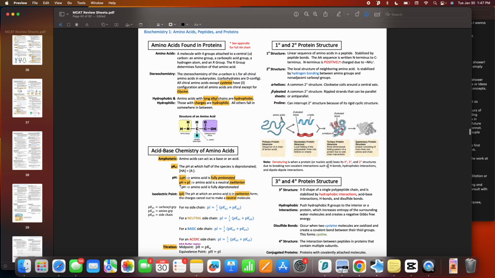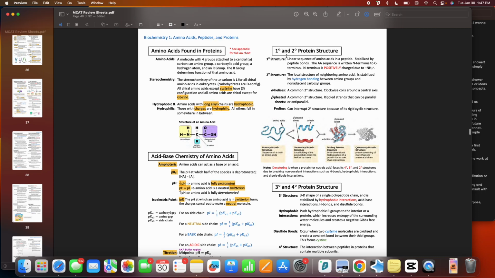Now we have primary and secondary protein structures. The primary structure is a linear sequence of amino acids in a peptide stabilized by peptide bonds. The amino acid sequence is written N terminus to C terminus, and we know that the N terminus is positively charged due to NH3 plus.